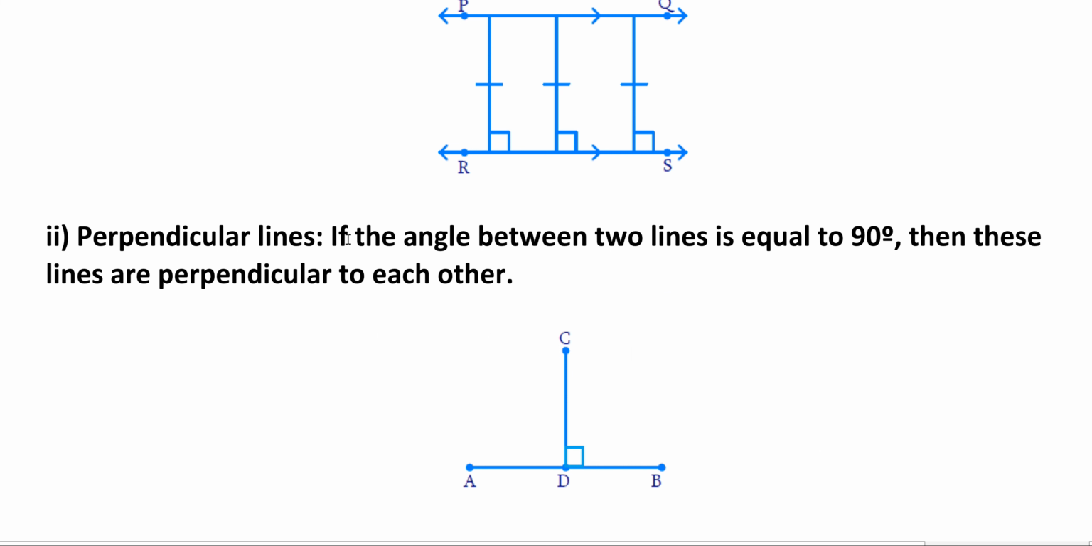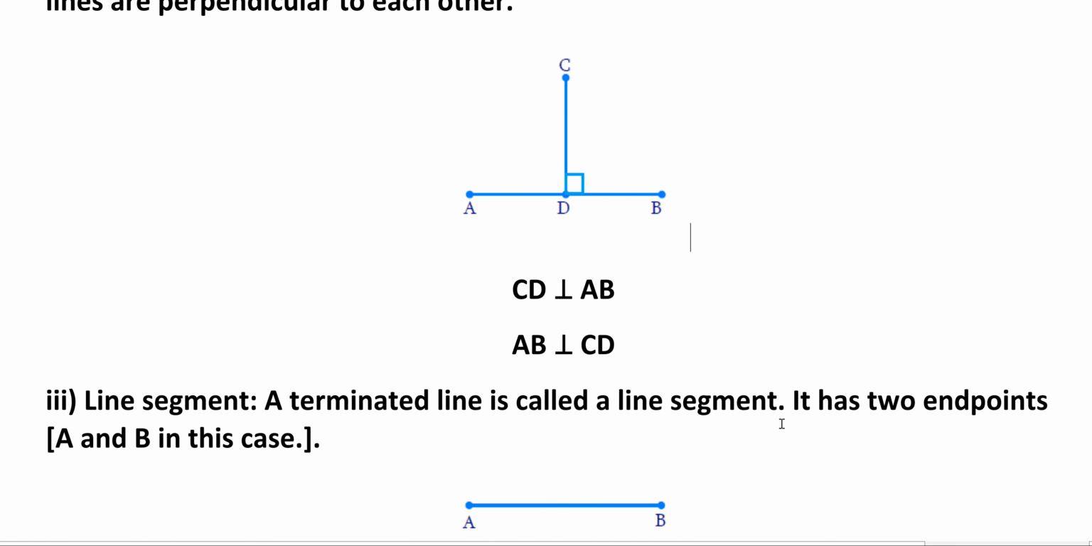Perpendicular lines. If the angle between two lines is equal to 90 degrees, then these lines are perpendicular to each other. The angle between these two lines is equal to 90 degrees. This is called a perpendicular line: BC is perpendicular. CD, AB. This 90 degrees is the perpendicular line.